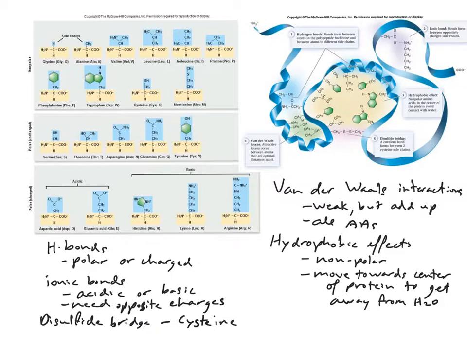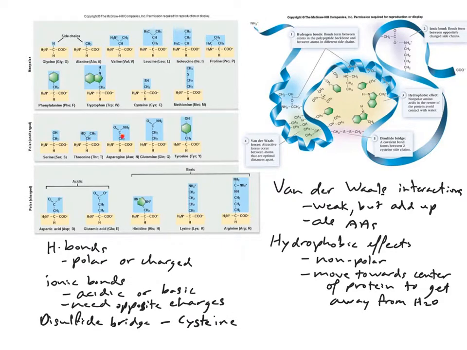Hydrogen bonds, on the other hand, require polarity. They require opposite dipoles to attract. And so anything with polar bonds, and that includes our polar uncharged amino acids, all these have polar bonds in here. That includes our polar charged, our acidic and our basic as well. Any of those types of amino acids can create a hydrogen bond.